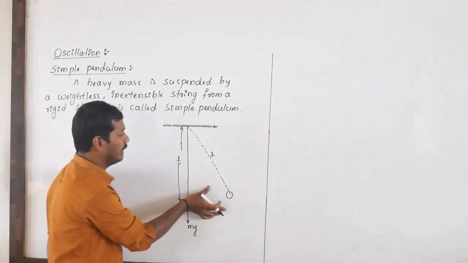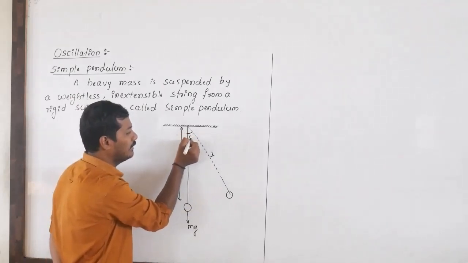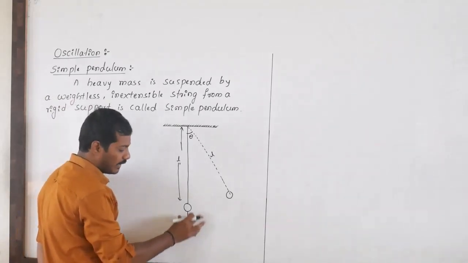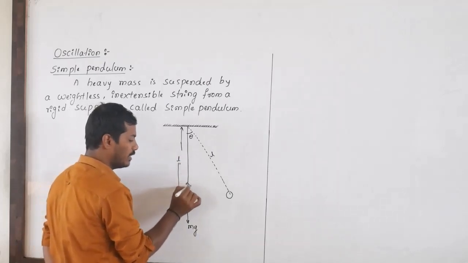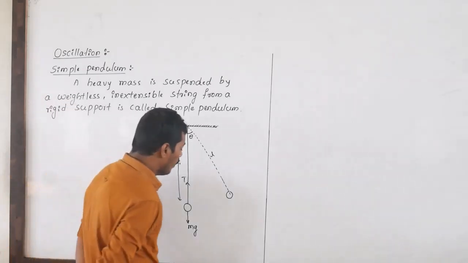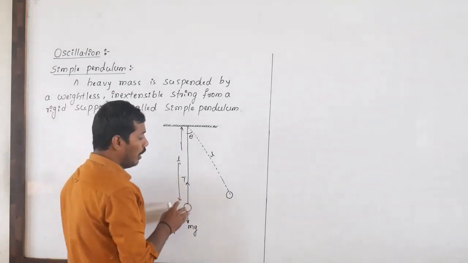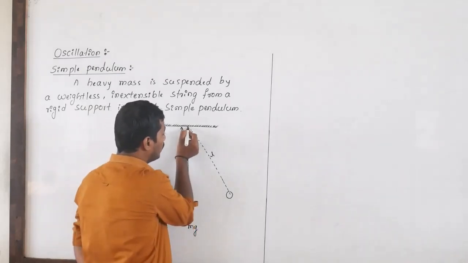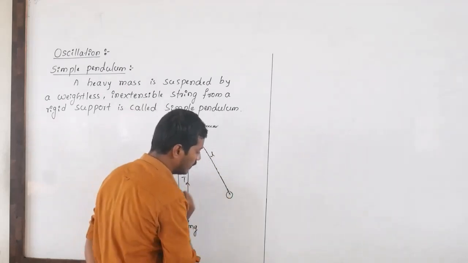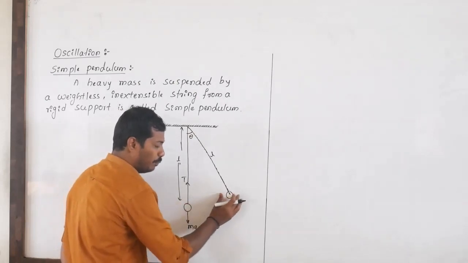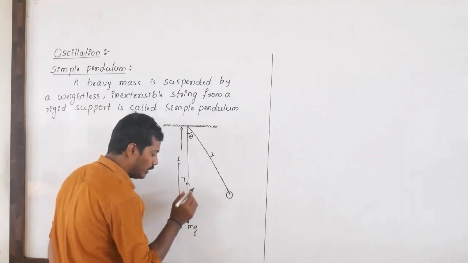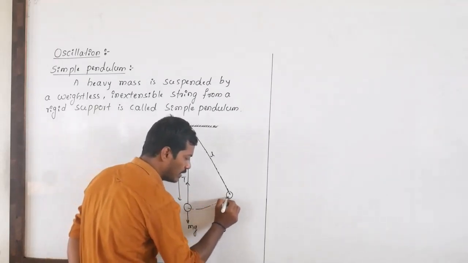Now the pendulum makes a certain angle, that angle is theta. The force mg is always directed towards the ground, and opposite to that there is one force, that is tension on the string, which we discussed in the laws of motion chapter. Now when the string is like this, the body takes a new position from its mean position. Consider this one as the mean position.